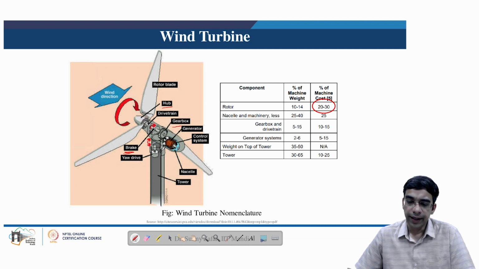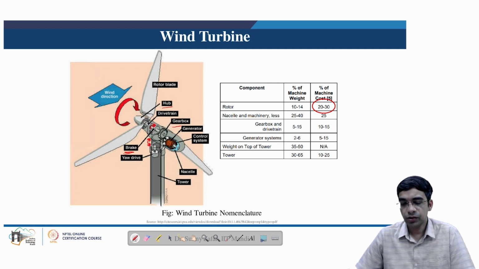change these important parameters such as yaw, pitch, or angle of attack of the blade depending on the local wind conditions. And if we look at the contribution of all these components in the wind turbine, it is the rotor that consists of 10 to 14% by weight. Behind the blade part, all these components as shown here, including the drivetrain, gearbox, generator, control system, are housed inside a box which is known as the nacelle.